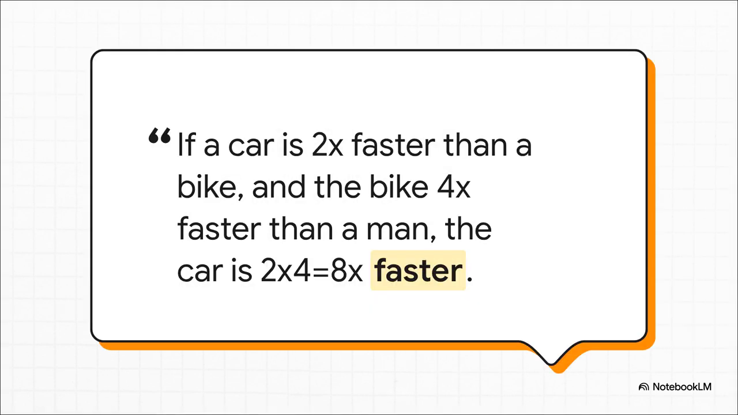And check out this brilliant analogy to explain it. You don't need any math background for this. If a car is twice as fast as a bike, and the bike is 4 times as fast as a person walking, how much faster is the car than the person? Well, you just multiply them. 2 times 4 is 8. It's completely intuitive. That core idea is what's behind something called the chain rule.